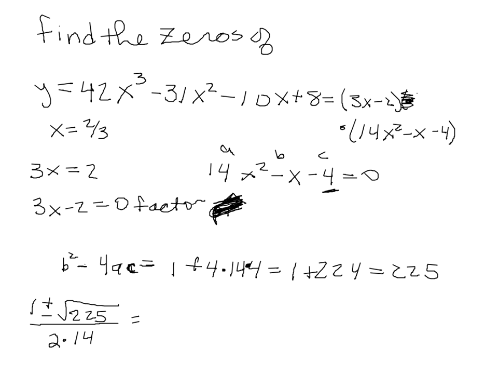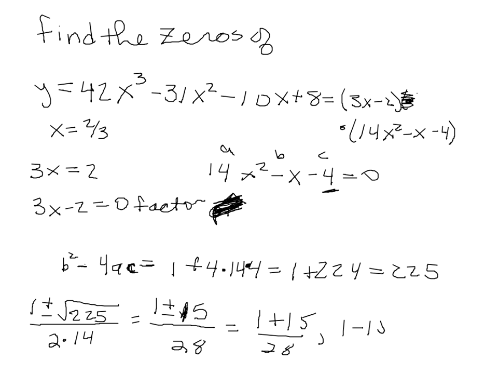Well, 225 is a perfect square. The square root of 225 is 15. So this is 1 plus or minus 15, because that's the square root of 225, all over 28, for 2 times 14 is 28. So I get 1 plus 15 over 28, and 1 minus 15 over 28. So 1 plus 15 is 16. I'm going to use my calculator here. 16 divided by 28 as a fraction is 4/7.